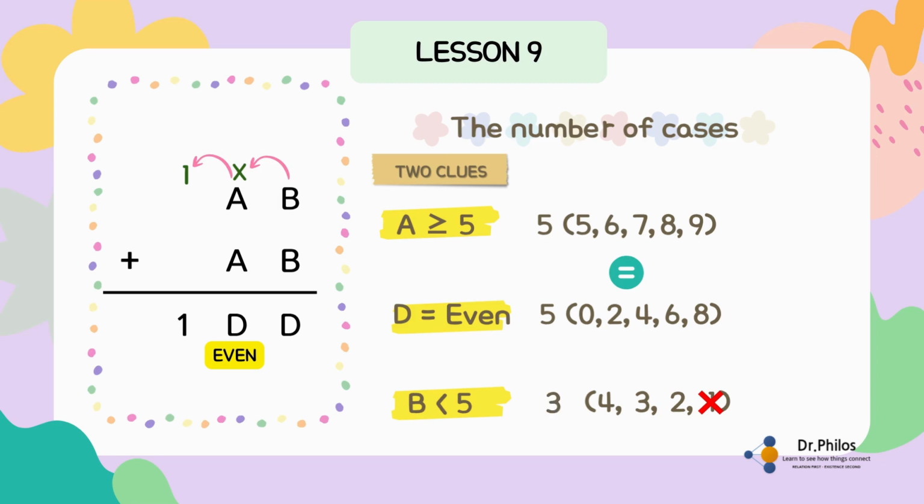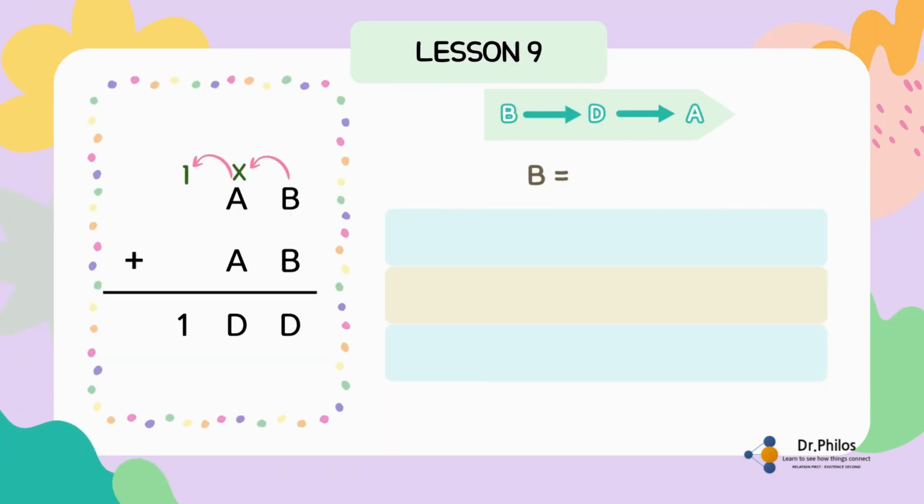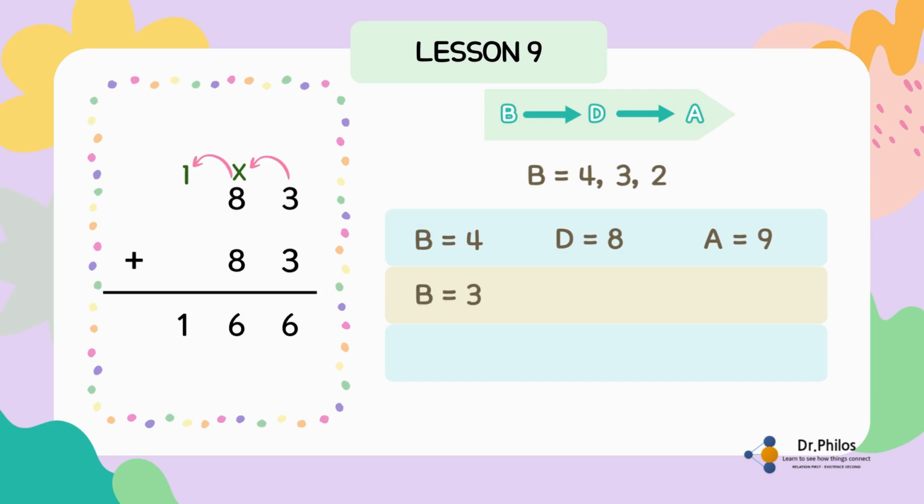Then, which letter would you start with? A, B, or D? I would definitely start with B. Can you explain why? Because I only have to check 3 numbers for B. Go ahead and try solving it, starting with B. If B is 4, D is 8 and A is 9. If B is 3, D is 6 and A is 8. If B is 2, D is 4 and A is 7.